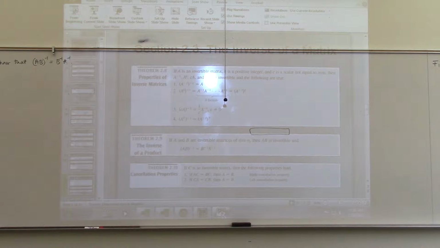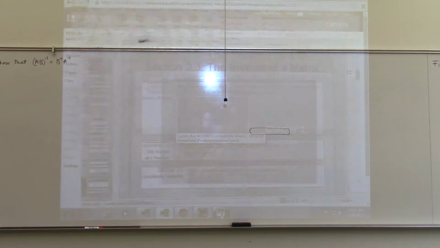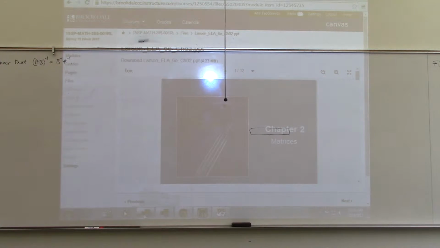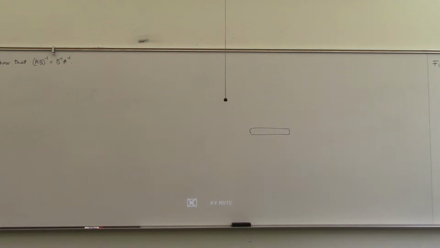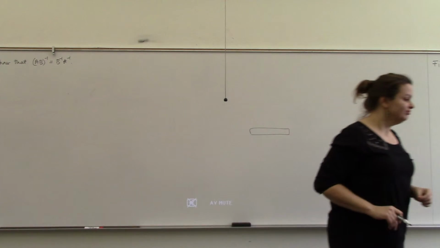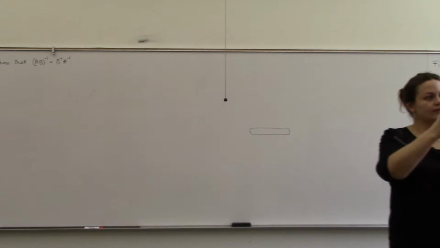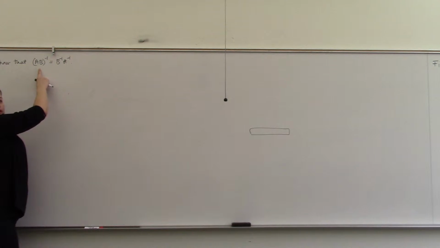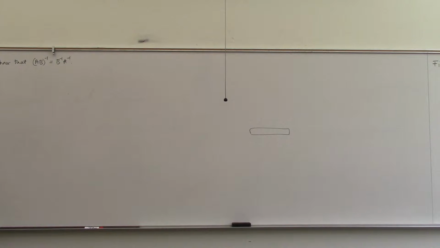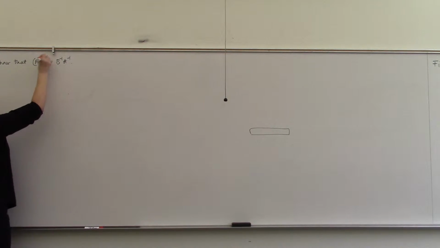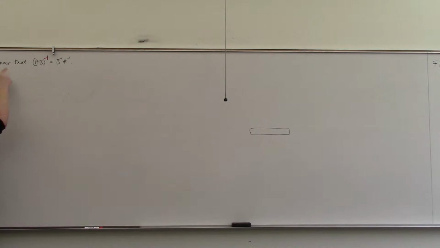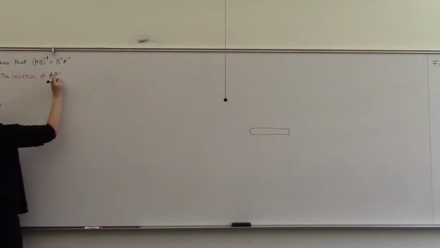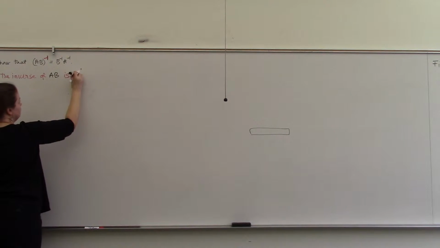Of course, the conditions are also important. But let's see. You heard what I said? I said the inverse of A times B. So why don't I write that in words? Instead of this notation, I'm going to write it out in words. So I have to show that the inverse of AB is this guy.